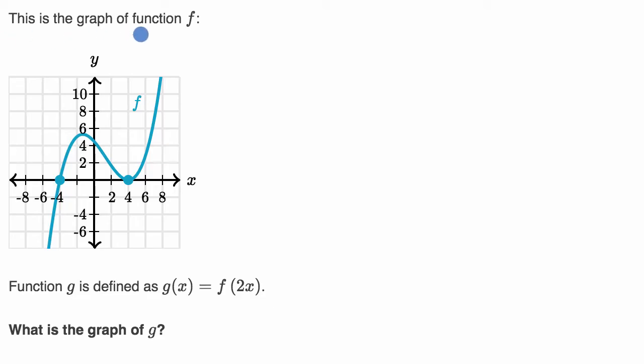We are told this is the graph of function f, fair enough. Function g is defined as g of x is equal to f of 2x. What is the graph of g? So pause this video and try to figure that out on your own. All right, now let's work through this.